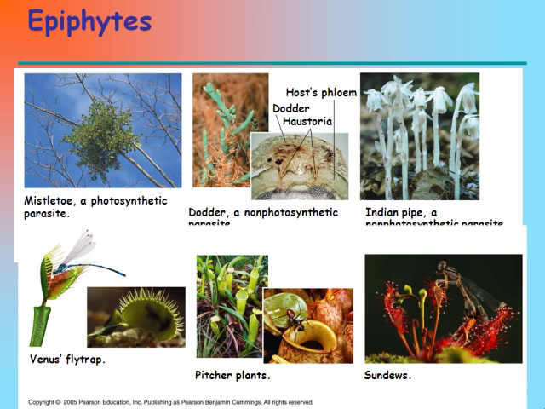Dodder is a non-photosynthetic parasite. The orange strings on this pickleweed draw its nutrients from the host. Okay. And then this Indian pipe is a non-photosynthetic parasite. It can also be called a ghost flower. It absorbs nutrients from the fungal hyphae of mycorrhizae of green plants. Okay, and you see these in the fall around here.